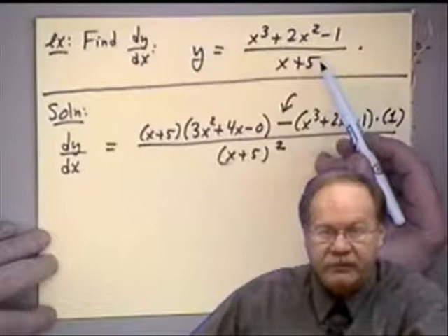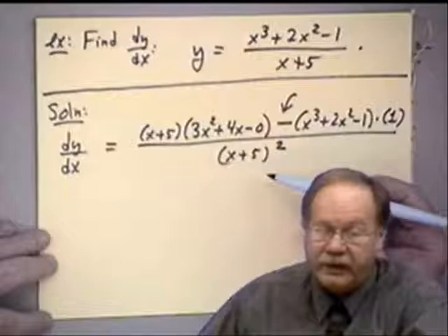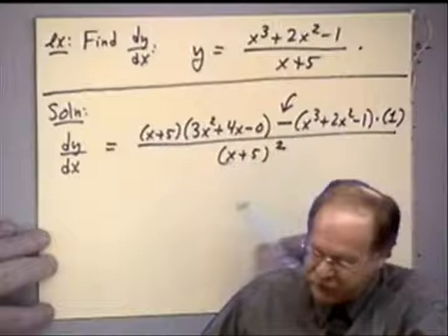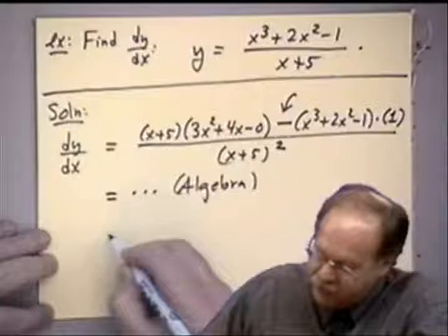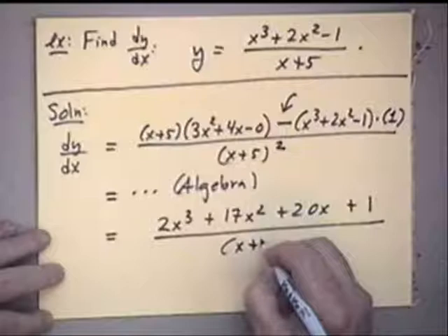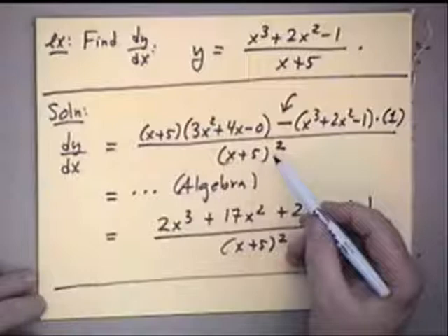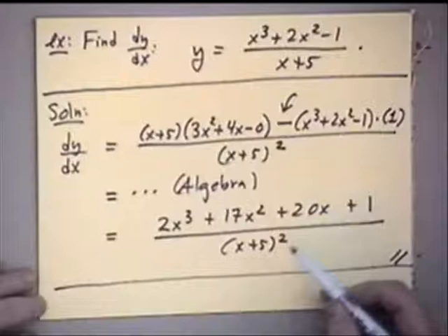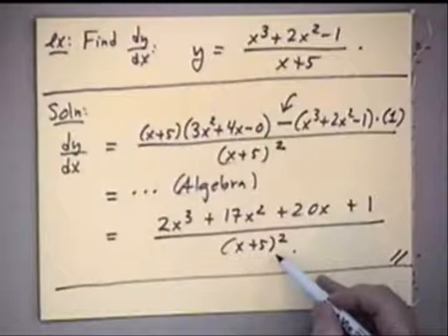Now, in many cases, finding the derivative is only the first part of a problem. In an applied problem, certainly this is only the first part. So you'd want to learn how to simplify this. I am not going to walk through all the algebra here. But if you do, this simplifies a little bit to 2x cubed plus 17x squared plus 20x plus 1 all over x plus 5 squared. And my advice to you is if you have something like x plus 5 squared in the denominator and none of it factors and simplifies out the top, then leave it as x plus 5 squared. Do not multiply it out. This way you can preserve the structure. That's just a little algebraic hint.